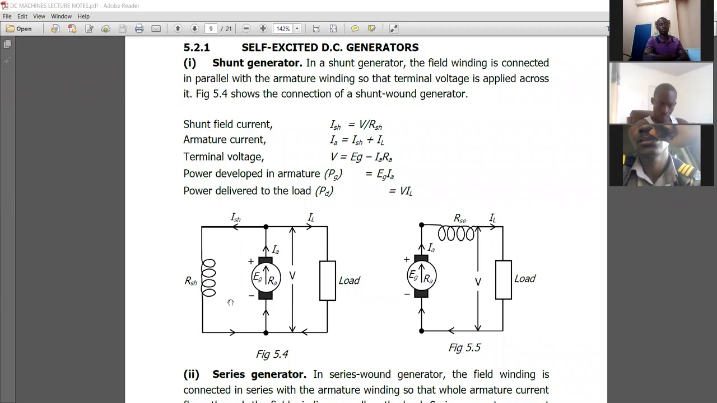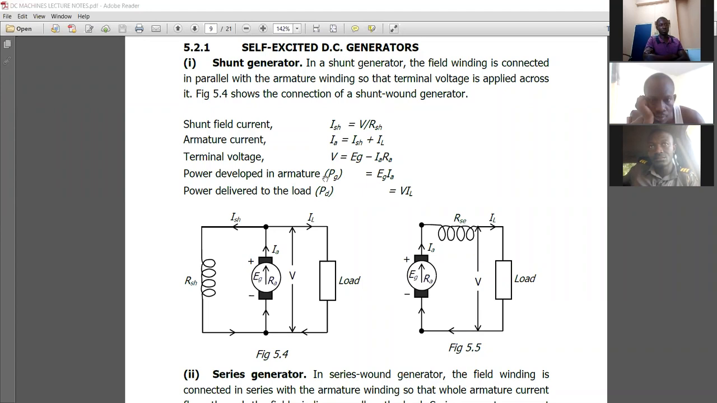So because of that, if you want to determine the current that is flowing, this shunt current, once you know the resistance of the conductor, then you just divide the voltage by that resistance, and then you get it. So that is what we have here, this first expression: I_SH is equal to V divided by R_SH.